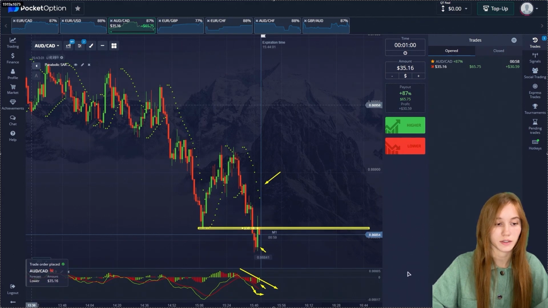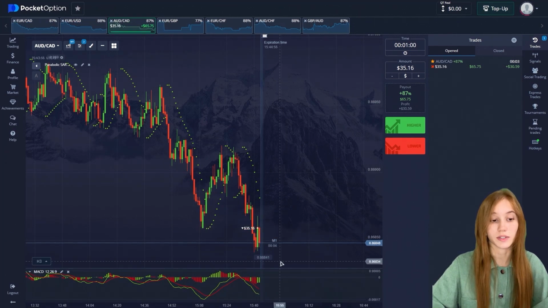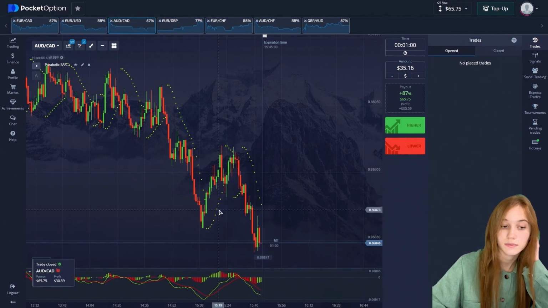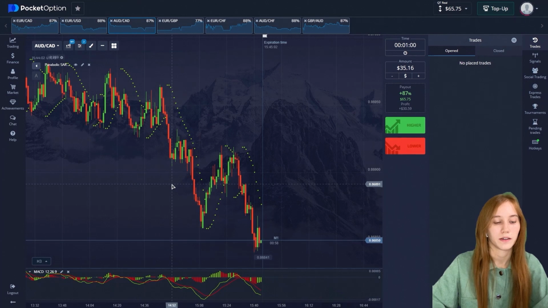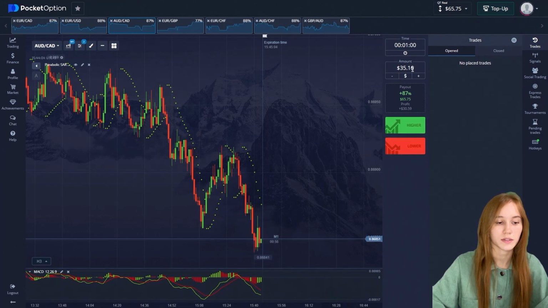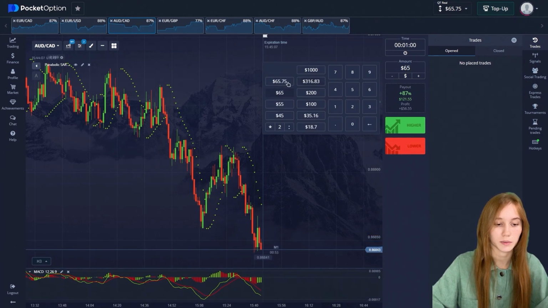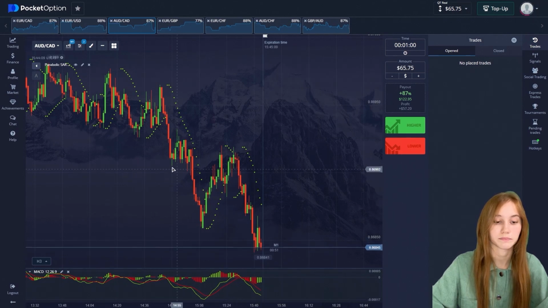So we move on by trend. 2 seconds. Yeah, the deal is closed into plus, like previous ones. Great. $65. We increase the balance and move on to the fourth concept.